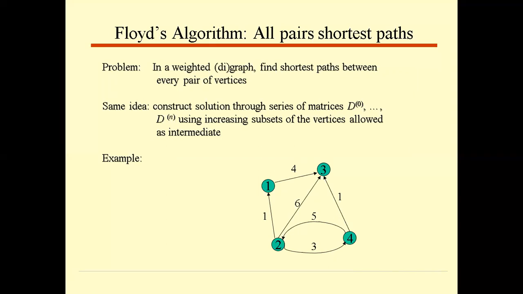D2 is a matrix containing the paths allowing the first two vertices as the intermediate vertices, and so on. In that way, till Dn we are going to find. Here 4 vertices are there, so till D4 we have to find. D4 is going to be the distance matrix. The output of this particular algorithm, Floyd's algorithm, is going to be the distance matrix. For solving the all pair shortest path problem, we are using Floyd's algorithm.